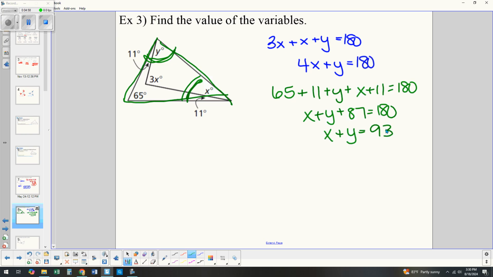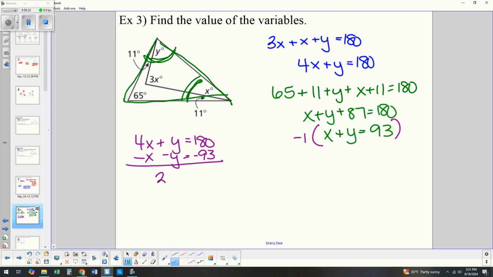So this is our system. I can solve by substitution or elimination. I'm going to do elimination because I already have a y and a y, and I can easily make one of them negative. So let's say we multiply this whole equation by a negative 1. So that's going to give me my original equation up here, 4x plus y equals 180. And my new modified equation here, negative x minus y equals negative 93.